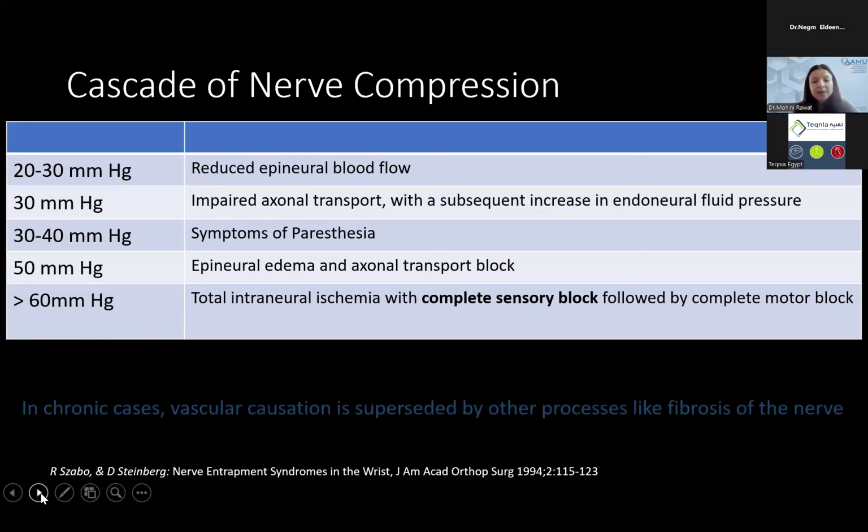So in chronic cases, if it becomes long-standing, this vascular causation is superseded by other processes like fibrosis, and we see other changes, fibrotic changes, in the nerve.